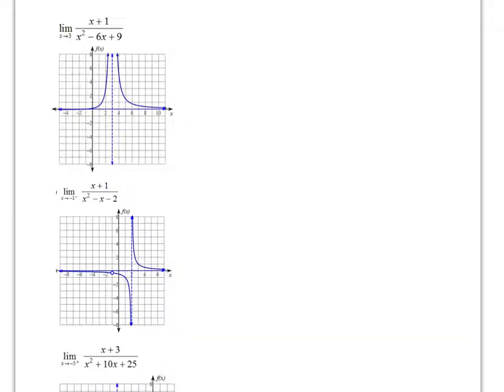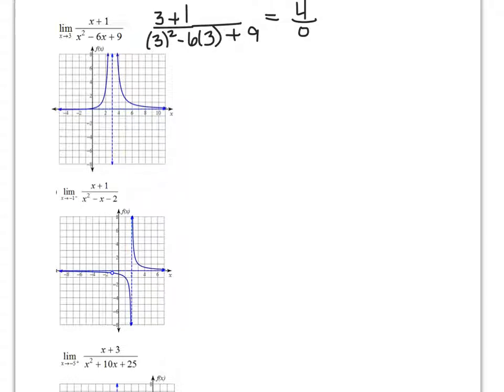All right, the next example, I want to find the limit as x approaches 3. So we're going to try direct substitution first. I'll plug in 3 for x. Okay, hit resume when you're ready to see the answer. All right, I was able to get 4 over 0. So that means there's going to be a vertical asymptote.